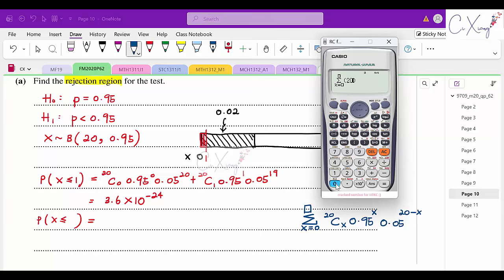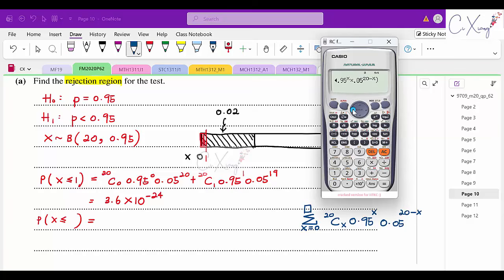I just key in first 20Cx, this one. Then I have to multiply 0.95 power x, where x is this one. Then I also need to multiply 0.05 power 20 minus x. So 20 minus the x. And this is what I have.